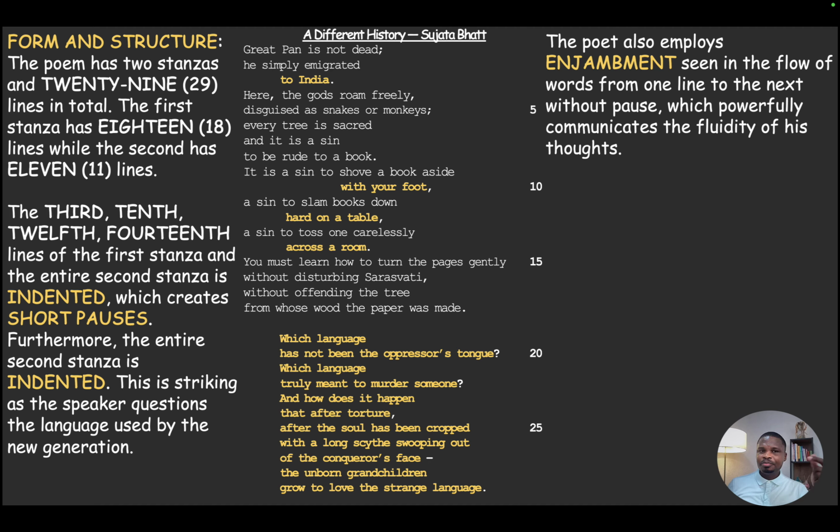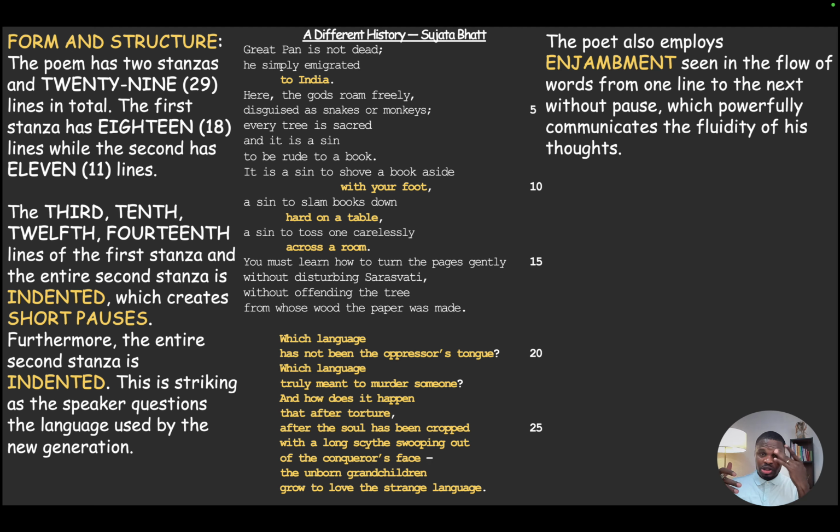Now, the third, 10th, 12th, and 14th lines of the first stanza and the entirety of the second stanza are indented. So if you look at the third line, you can see that after "migrated," there's an indentation before "to India is said." In the 10th line as well, after "book aside," there's indentation before we see "with your foot." Then we also see that in line 12. So "slam books down," and then there's indentation before you see "hard on a table." And then we also see that in line 13.